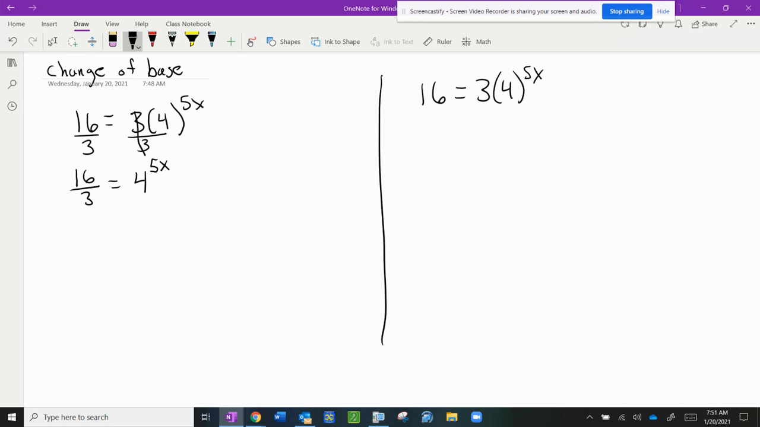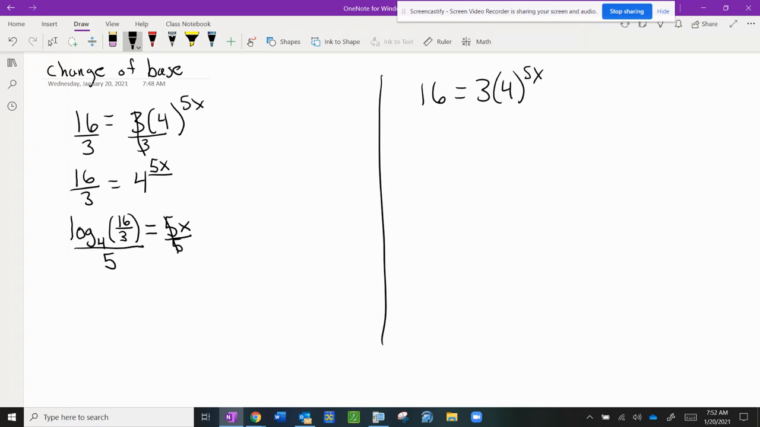Now I'm going to convert this into a log so I can solve it. We talked about that. So this is a log with the same base as the exponential. The input of the log is the output of the exponential, and the exponential is outputting 16/3. Then the output of the log is the input of the exponential, which is always the power or the exponent. Quick conversion. Now I'm ready to solve for x, and I'm going to divide everything by 5.